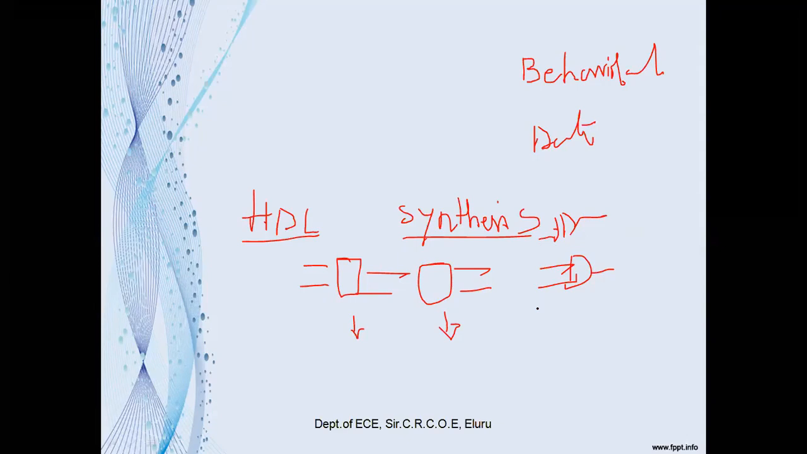In automated synthesis, the computer aided design tools take the behavior of the circuit from the block diagram, and create automated gate level circuits, which are to be implemented in the real hardware circuit. So that is one of the advantages of hardware description languages.